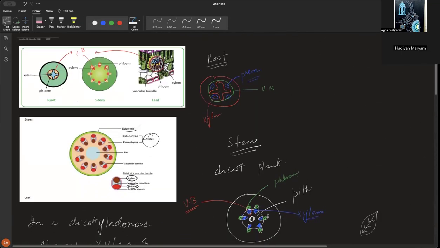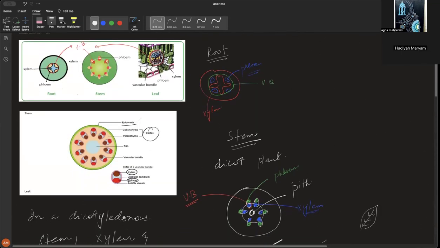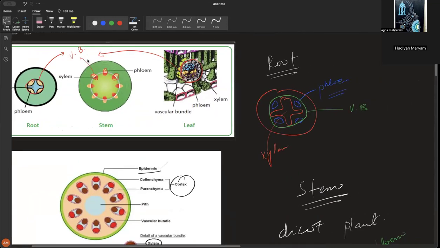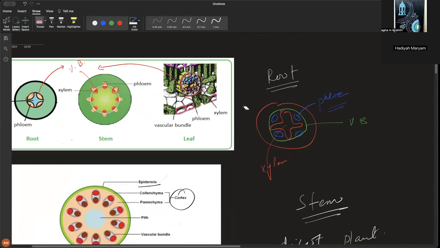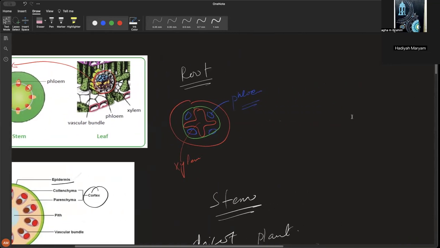Some important points about roots, you have to keep in mind that in the roots, the vascular tissue, the xylem and the phloem, are not bundled. All right, they're just there. Unlike the stem, where they get bundled and more organized, they're not bundled in the roots.